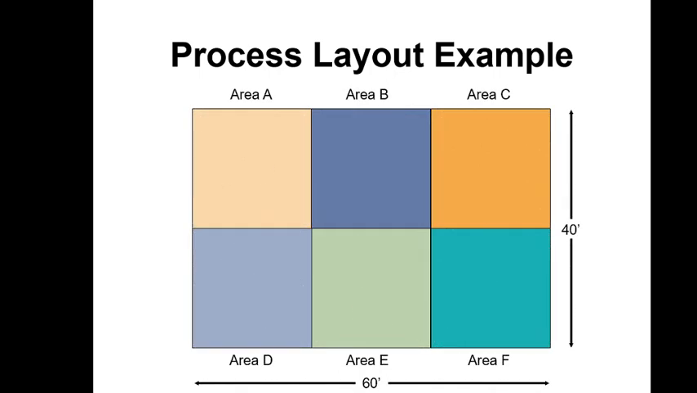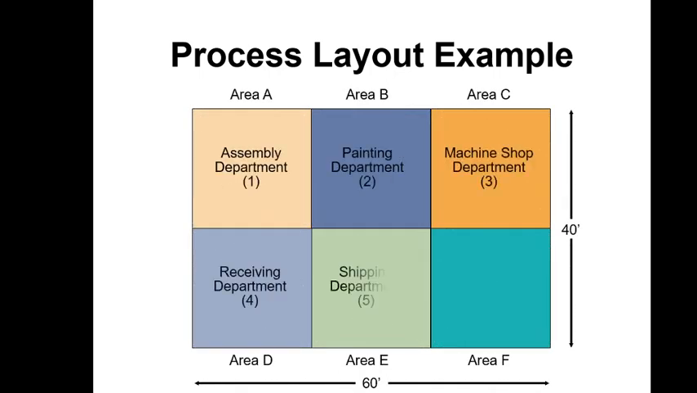To make it more clear, now we will see the first possible arrangement of these 6 departments. Don't forget, each department is 20 by 20 feet, 20 feet length and 20 feet width. That is why it comes in the shape of a square. Okay, these are the 6 departments. This is our first possible solution. We arrange them in this way: the assembly department here, then painting, then machine shop, then receiving, then shipping, then testing.